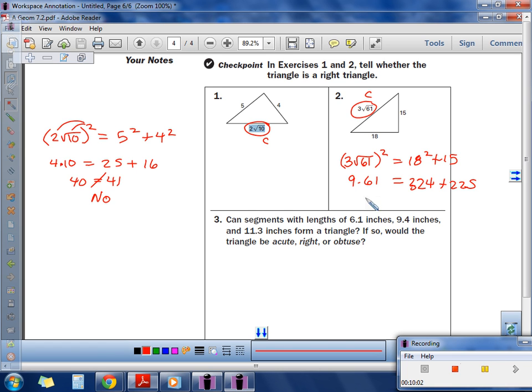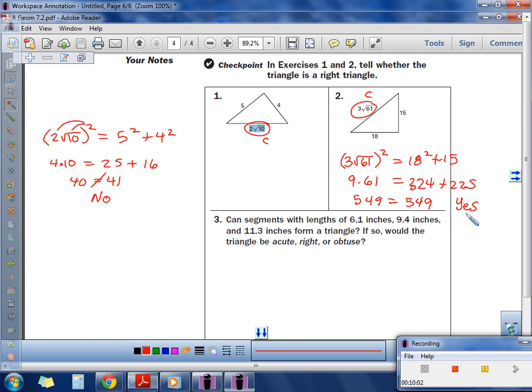So 61 times 9 is 549. And over here, yep, 549. So since they equal each other, do we have a right triangle? Yes, we have a right triangle. So make sure you answer the question. It is a yes or no question. That's the work you show to get it.